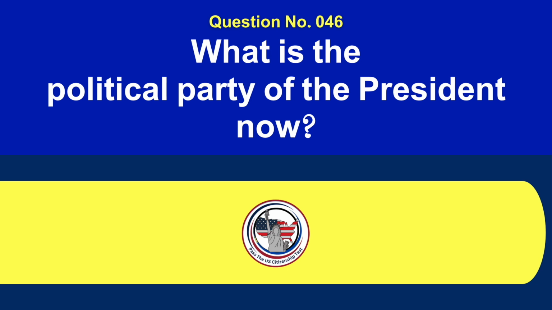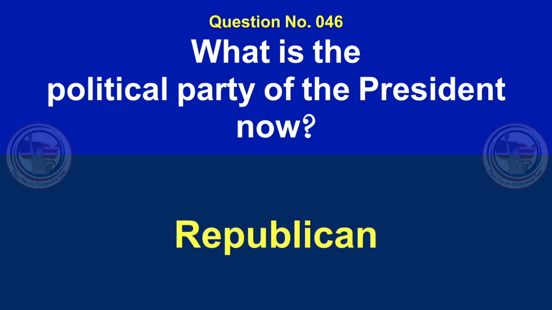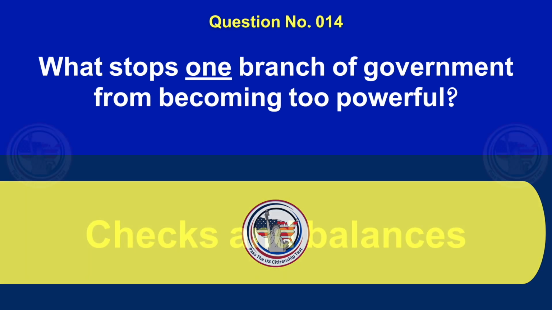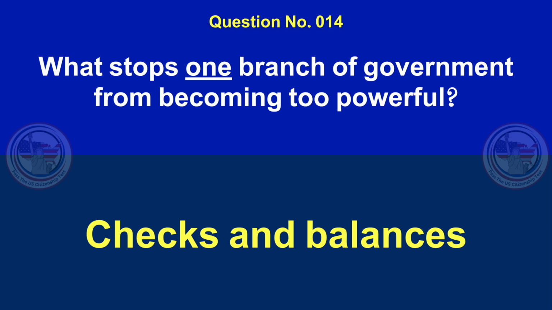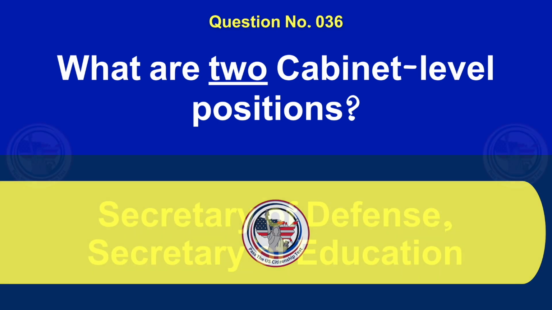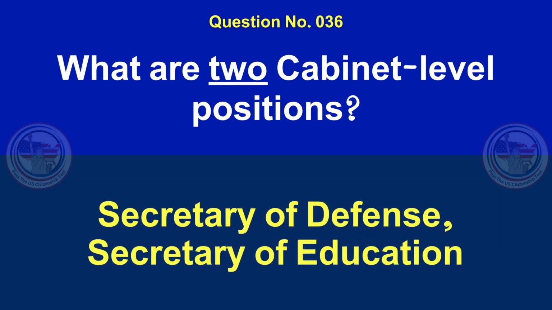What is the political party of the president now? Republican. What stops one branch of government from becoming too powerful? Checks and balances. What are two cabinet-level positions? Secretary of Defense. Secretary of Education.